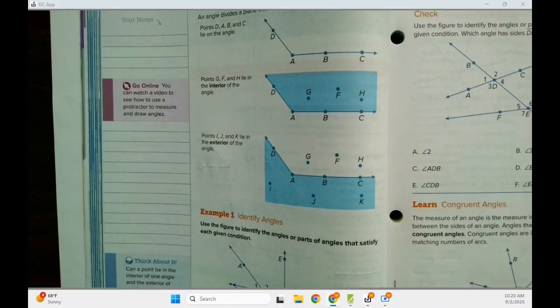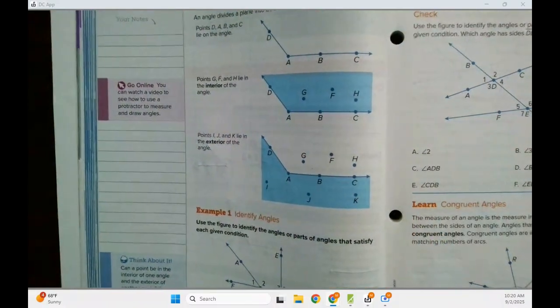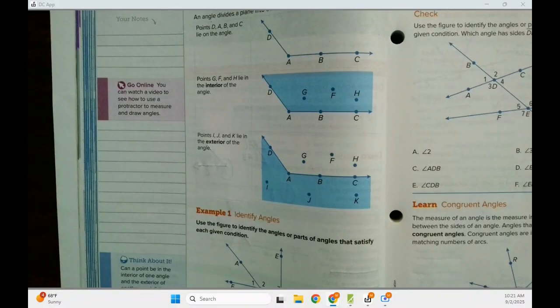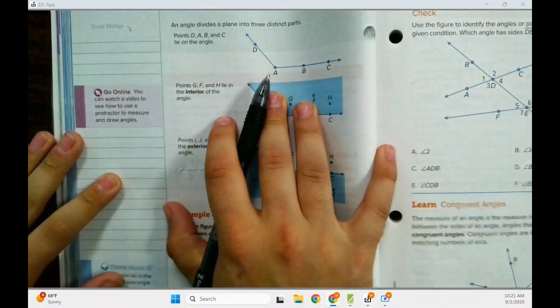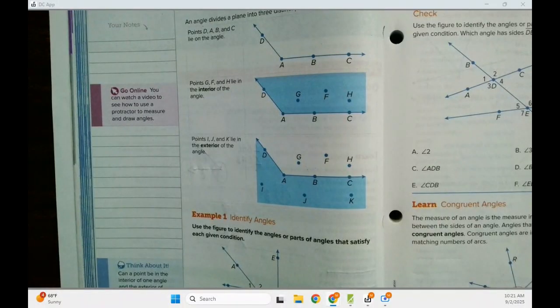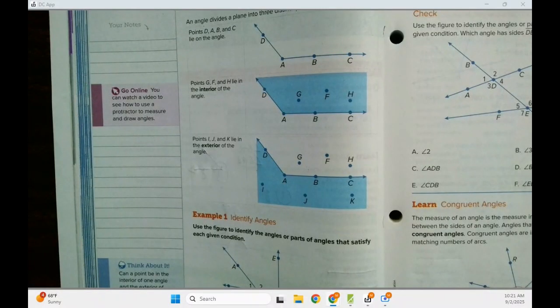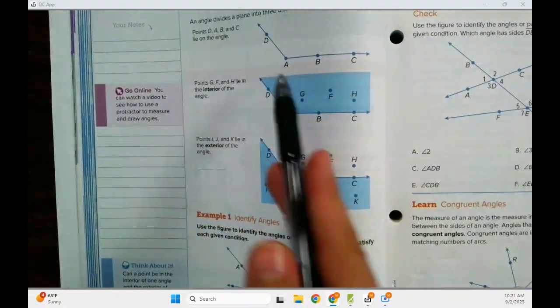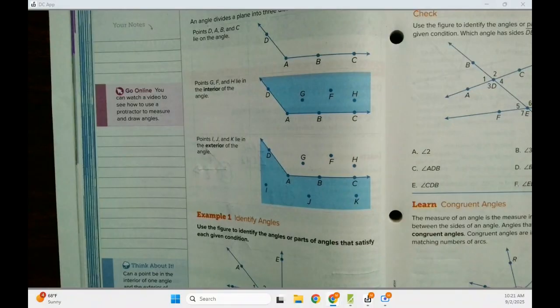Points and lines are all on planes. When you put an angle on a plane, in other words, whenever you make an angle, you divide whatever plane it's on into three distinct parts, okay? The first is the angle itself. That is one piece that makes up the entire plane. It's just the angle that you're on. And so that's what it says right here. Points D, A, B, and C lie on that angle. That's the first thing.